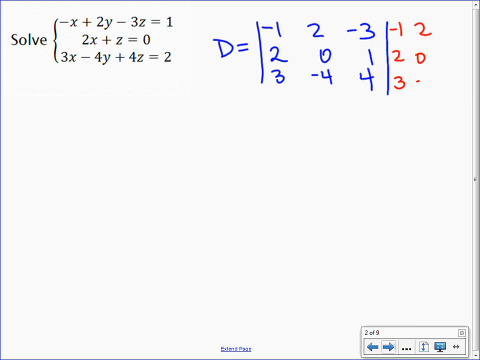We're going to practice this one without our calculator. Go for it.